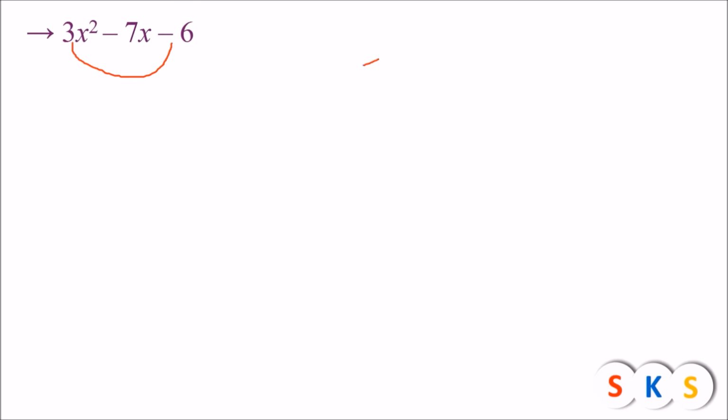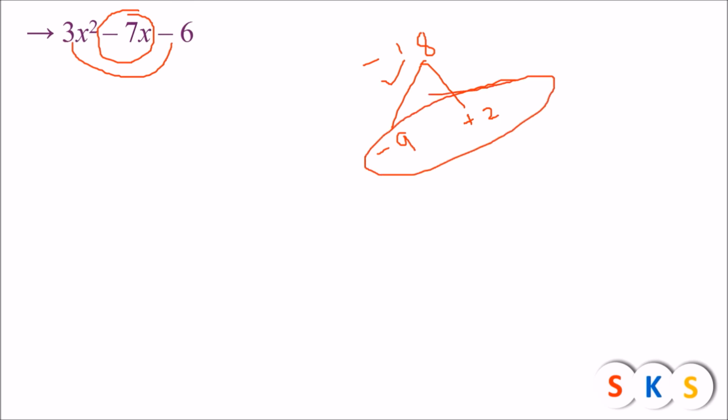Now we will find two numbers. When I multiply them I should get minus 18, and when I add those two numbers we should get minus 7. So the factors are minus 9 and plus 2, correct? Because minus 9 into plus 2 is minus 18, and when I add these two numbers I get minus 7. So I'm going to split minus 7x as minus 9x plus 2x.